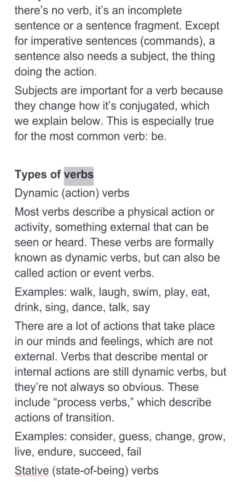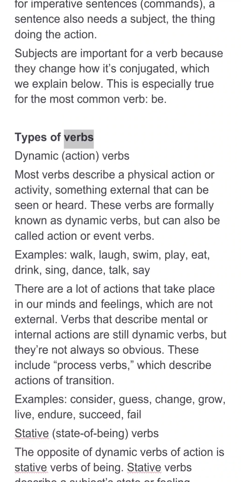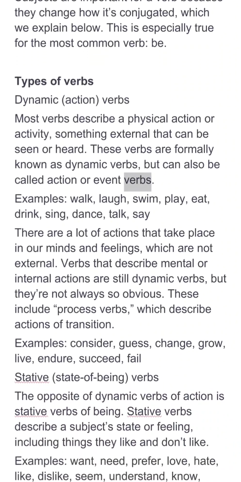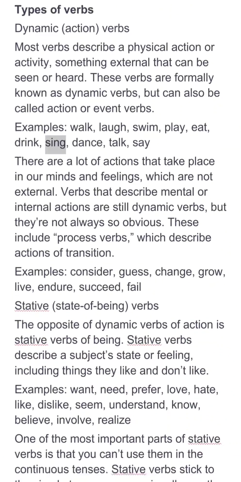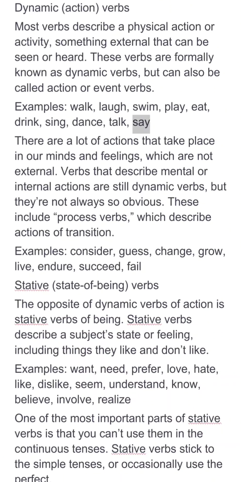Types of verbs. Dynamic (action) verbs. Most verbs describe a physical action or activity, something external that can be seen or heard. These verbs are formally known as dynamic verbs, but can also be called action or event verbs. Examples: walk, laugh, swim, play, eat, drink, sing, dance, talk, say.